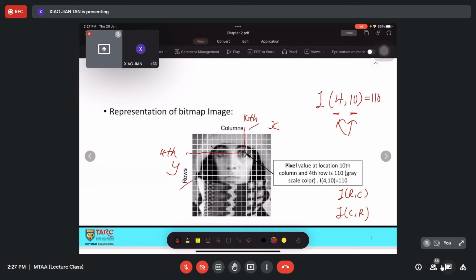Either way, you can use f, I, whatsoever, just to represent the function, and this would be the coordinate x and y, interchangeable either way, and it equals 110. 110 would be the value of intensity. Since it is grayscale, it should be 0 to 255. If you want to normalize, it should be 0 to 1.